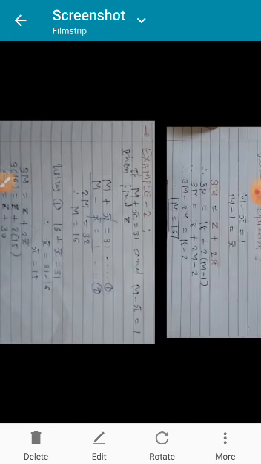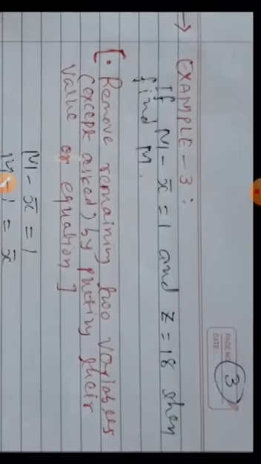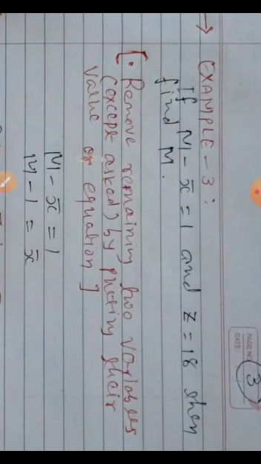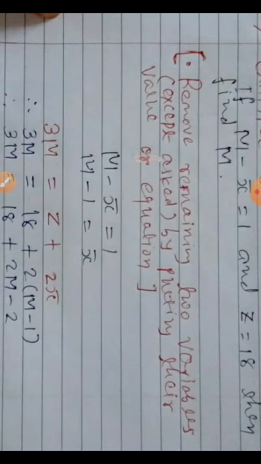Now the third case. If instead of both values or both equations, one value and one equation are given, then how to solve it? Here m minus x bar equals 1 is given, and z is given as 18. So one value, the mode's value, is given, and the relation or equation of the remaining two is given. In this case you have to remember that in the empirical formula, whatever is asked is kept as it is and the remaining two are removed.